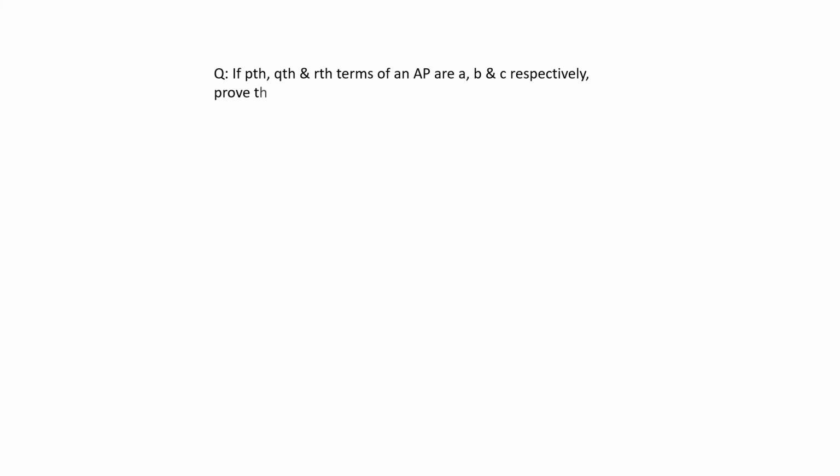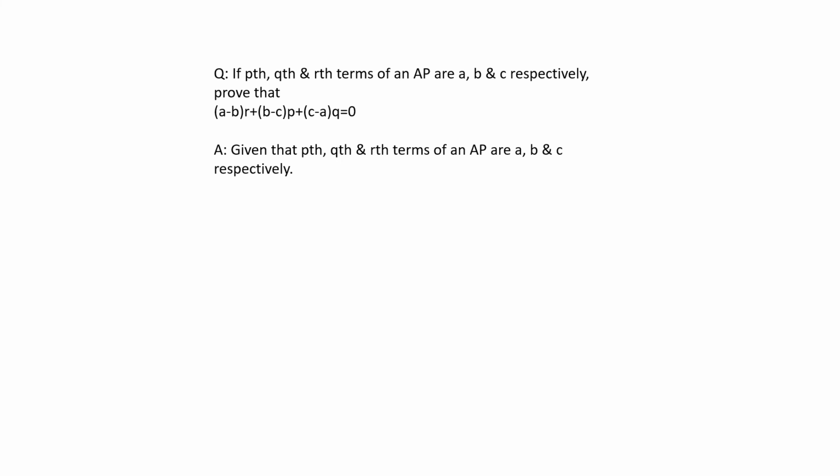If the pth, qth, and rth terms of an AP are a, b, and c respectively, prove that (a minus b) times r plus (b minus c) times p plus (c minus a) times q equals 0. So, given that the pth, qth, and rth terms of an AP are a, b, and c respectively, let the first term of the AP be capital A and the common difference be d.